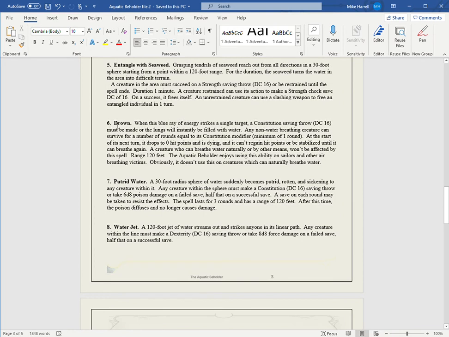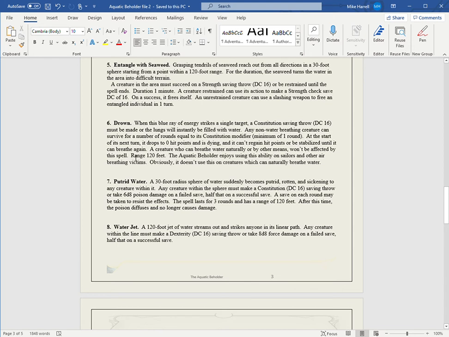Next, Eyestalk 6, Drown. I like this one here. When this blue ray of energy strikes a single target, a Constitution saving throw must be made or the lungs will instantly be filled with water. Any non-water breathing creature can survive for a number of rounds equal to its con modifier, minimum of 1, at the start of its next turn. It drops to 0 hit points and is dying, and it can't regain hit points or be stabilized until it can breathe again. A creature who can breathe water naturally or by other means won't be affected by this spell.